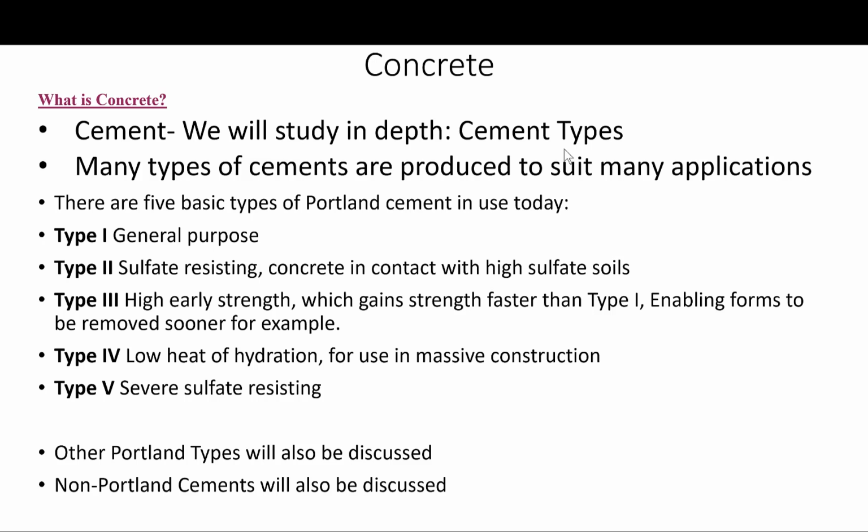For example, enabling forms to be removed sooner if we need strength quickly. Type 4, this is low heat of hydration, for example, for use in mass concrete structures such as dams or large sections. Type 5, the severe sulfate resistance. When the sulfate concentration in the soil is above a certain concentration, type 5 almost is a must. As I said, other Portland types will be discussed. Non-Portland types also will be discussed.